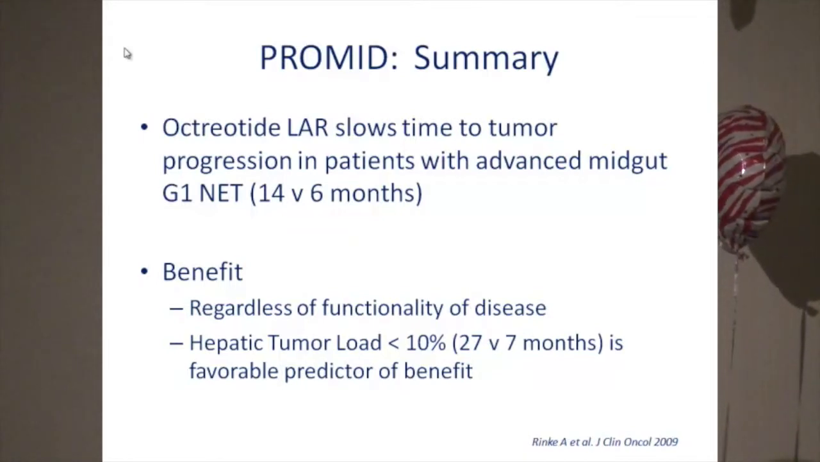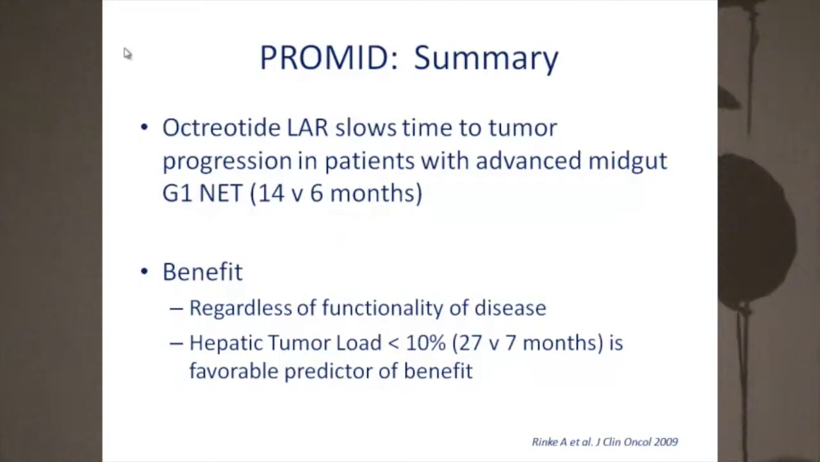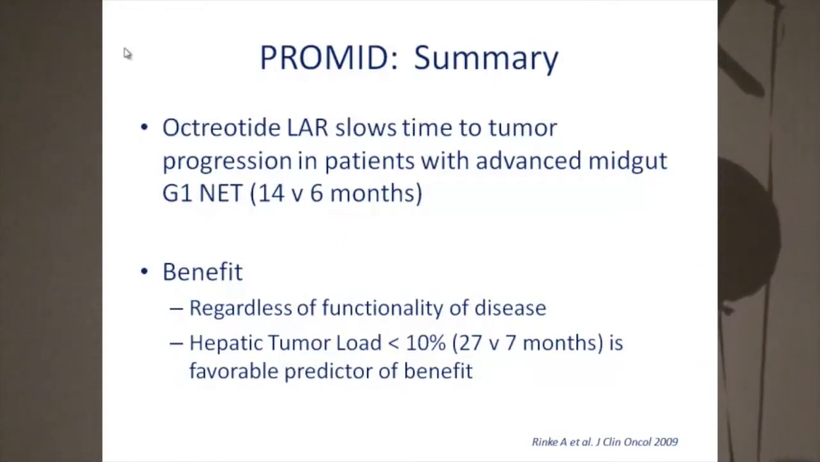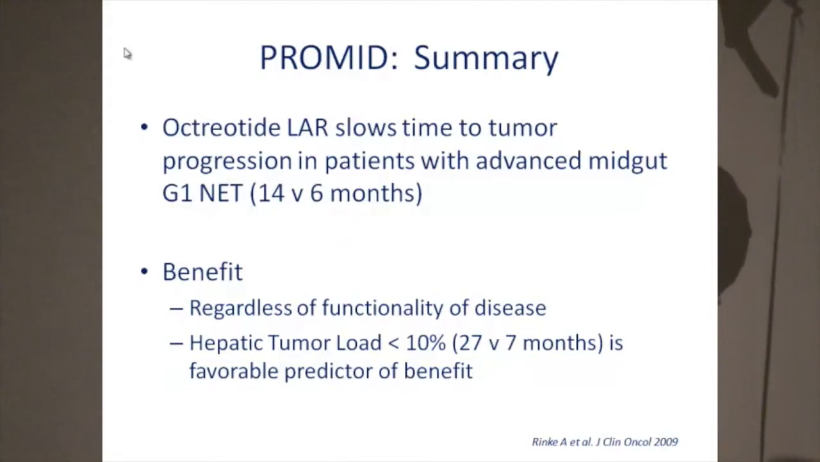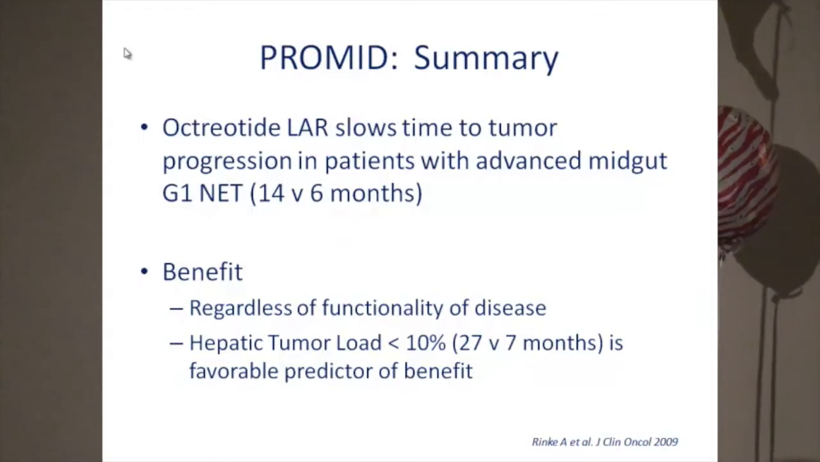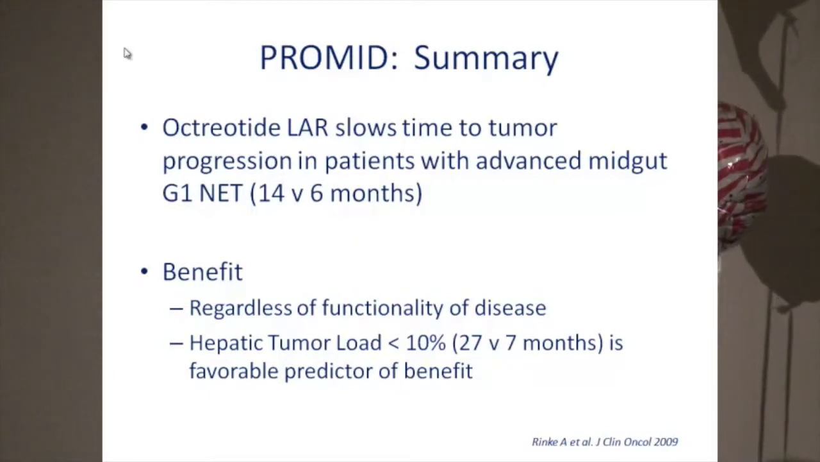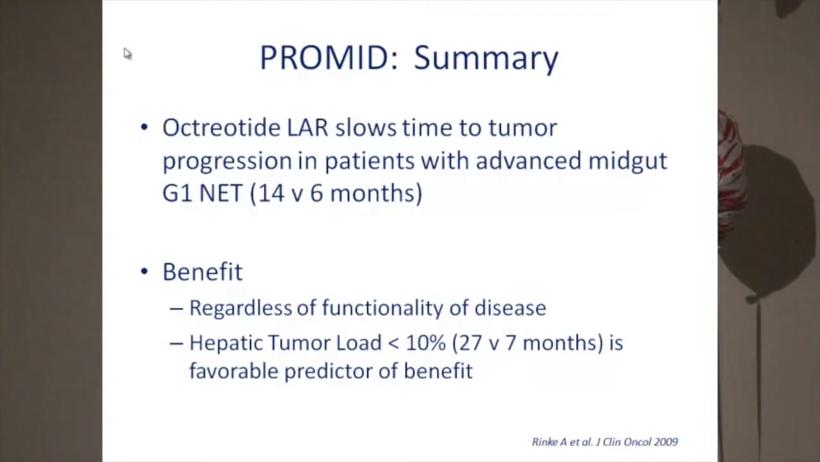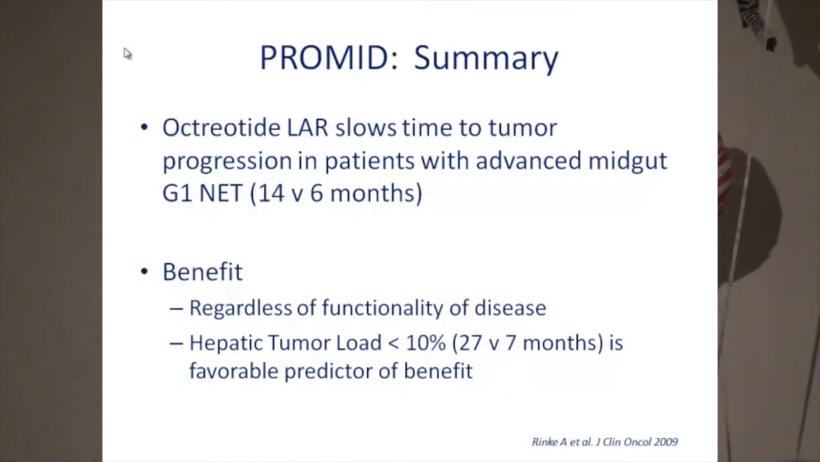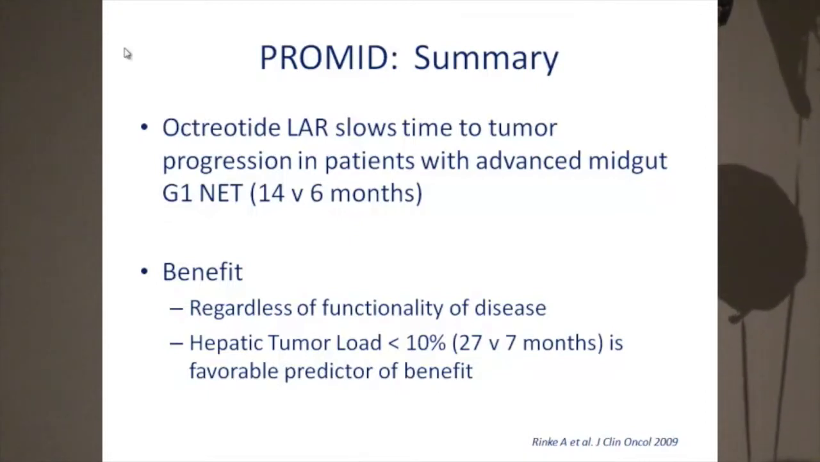The benefit seen here is regardless of functionality of disease, because patients on here were allowed to be either functional or non-functional, meaning having symptoms as a result of hormone oversecretion or not. Hepatic tumor load, however, is a favorable predictor of the benefit with Octreotide LAR in this particular study. A tumor load in the liver that is less than 10% seems to be statistically significant in predicting better improvement in time to tumor progression. So the study seems to say that a patient who has a lower burden of disease in the liver may benefit more than those that have higher. But 10% to me is a very low cutoff of what is in the tumor in the liver. So put that in your mind.